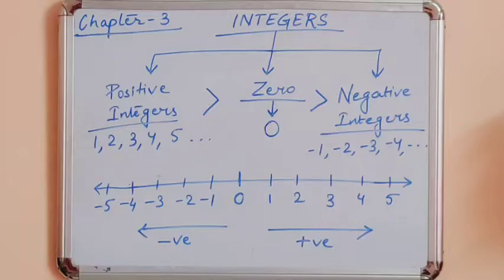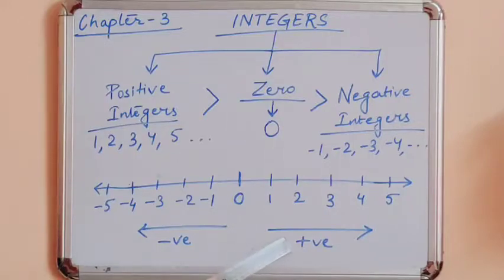Now how to represent integers on a number line? If you draw a line, you have to mark the middle portion of the line as 0. Now all the positive integers will appear on the right side of 0 and all the negative integers will come on the left side of 0. So we always start the numbers from 0, be it positive or negative.